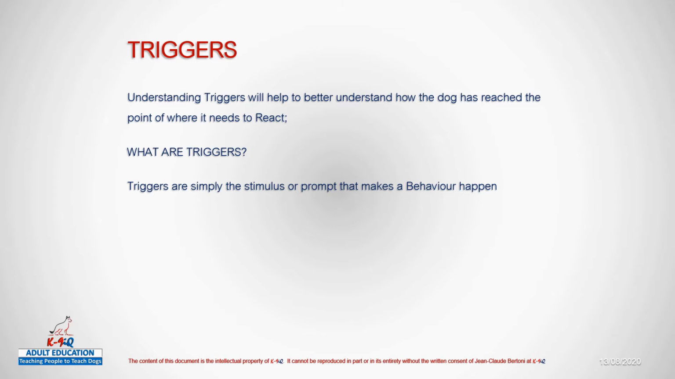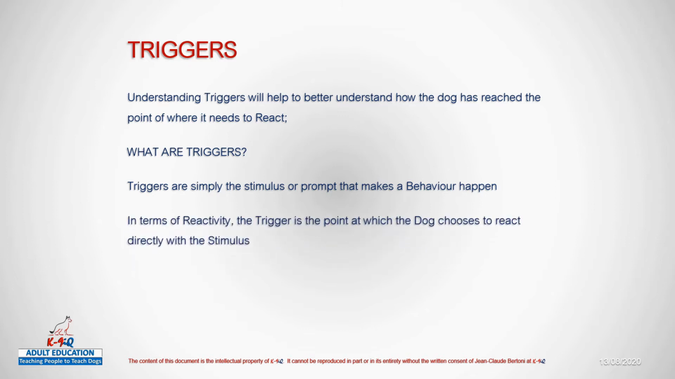That's effectively a trigger. And what we need to do is to understand that there are many, many different triggers that actually produce a behavior response in your dog. And good dog training should be about getting your dog to learn to change its behavior or how it responds to those triggers in a way that removes the pressure that the dog is feeling, but makes you happy as an owner. So in terms of dog to dog or dog to human reactivity, the trigger is the point in time at which the dog chooses to react directly with the stimulus.